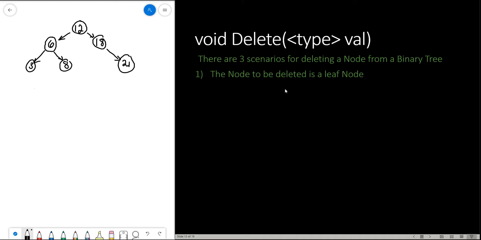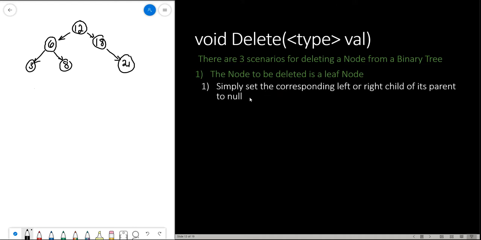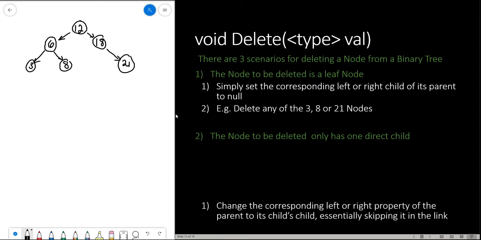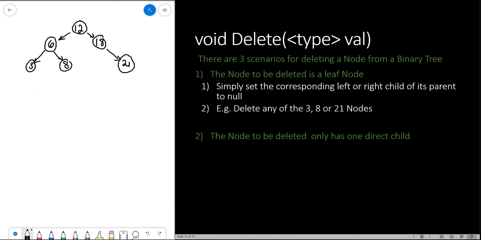All right, so basically all we're doing is setting the corresponding left or right child of the parent to null. Nothing else to it. And of course, you have to reduce your count in your binary tree by 1. So that's 3, 8, and 21. Now the next one is if your node has exactly one child. In this scenario, we only have one option, and that's the 18 node, right? 18 has 21, 6 has 2, 12 has 2, so 18 is the only one we're going to delete.